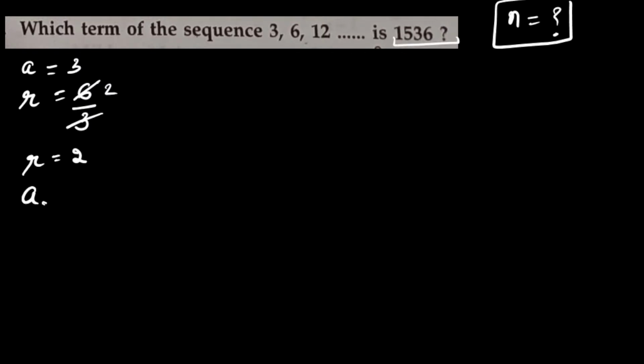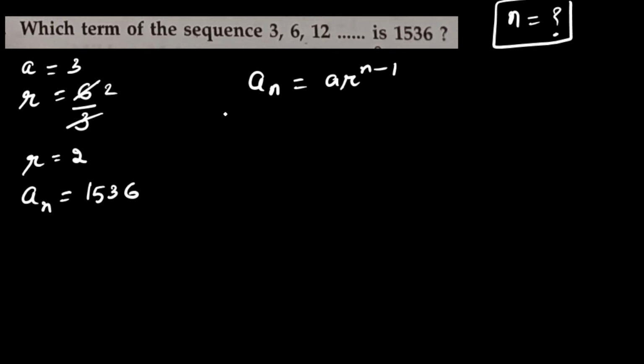We'll write this as an. The term 1536 is an. We will just assume that this is the nth term of the sequence and we have to find the value of n. So whichever term's number we have to find, that term we assume as an. Now we can use the formula of an. an equals a into r to the power n minus 1.